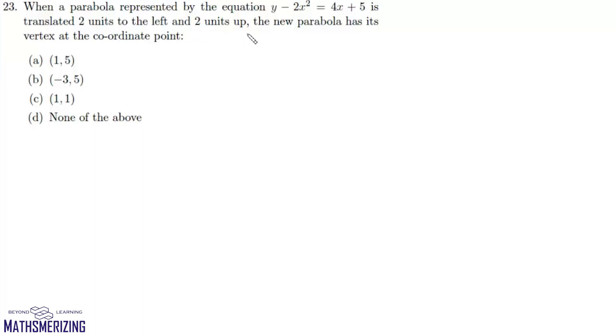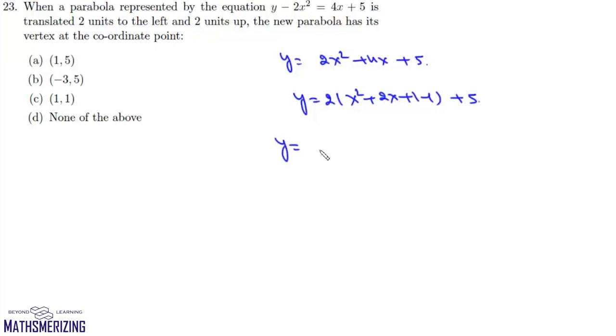Now question number 23 is, when a parabola represented by this equation is translated 2 units to the left and 2 units up, the new parabola has its vertex at which coordinate points. Now first we'll find the vertex of this parabola. We can write this equation as y equals 2x square plus 4x plus 5. We can write this as y equals 2 into (x square plus 2x plus 1 minus 1) and then plus 5. So it will be y equals 2 (x plus 1) whole square plus 3.